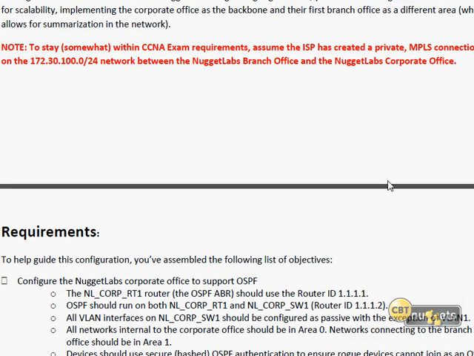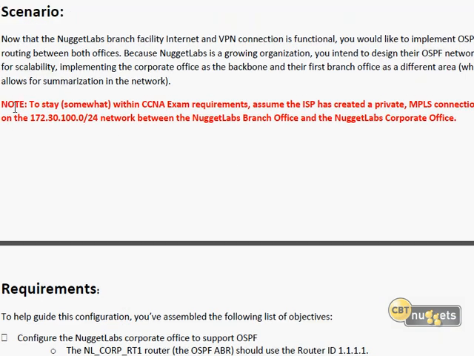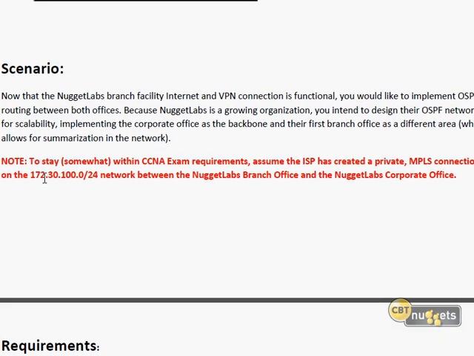It's good stuff. So, one more thing. I put it in red, and of course I scrolled right by it. I put a note to say, somewhat within the CCNA exam requirements: assume the ISP has created a private MPLS connection on the 172.30.124 networks between the branch and corporate office. What does that mean, Jeremy?